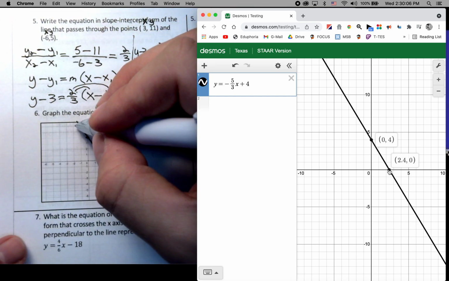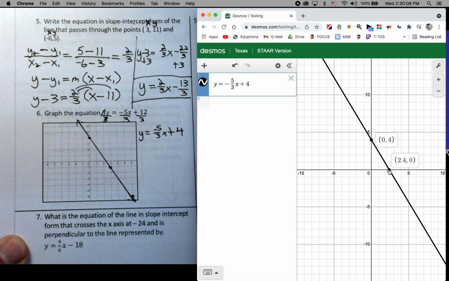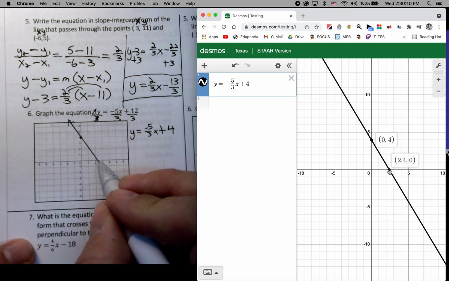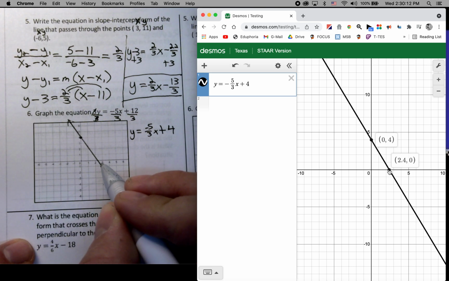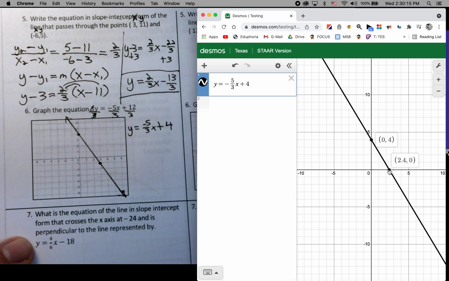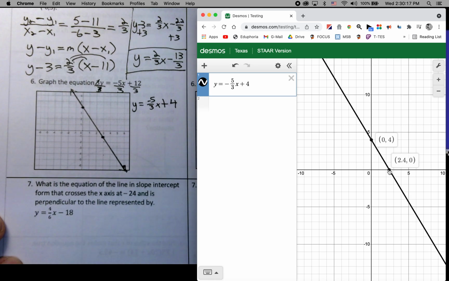Connect the dots. Put arrows on it. Done. All right. And if I look, I got it pretty close. About 2.4. That's a little bit less than 2.5. Sure. All right. Number 7.